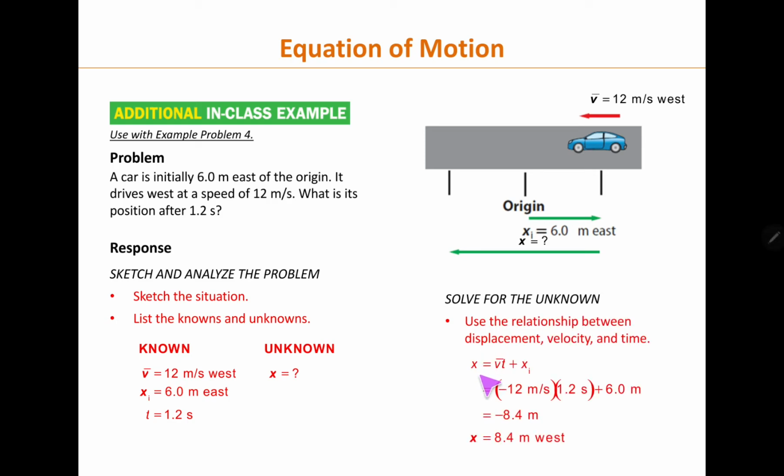In the beginning, I should write our equation, which is x equals vt plus x initial. The velocity here, because the car is moving 12 meters per second to the west, I should write the velocity equal to minus 12 meters per second. The time I have in the question, which equals 1.2 seconds, and x initial is also in the question, which equals 6 meters.